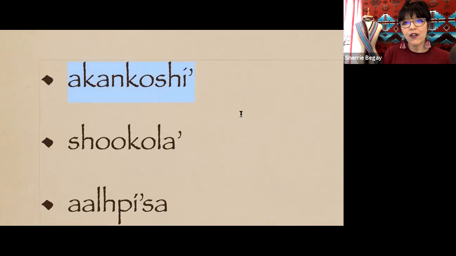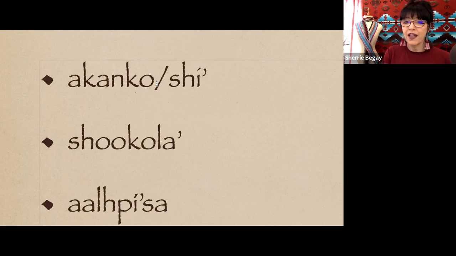So we'll start with the akankoshi, and rule number 1 is we're going to start at the end of the word. So rule number 1, we start at the end. Rule number 2, we look for a vowel. So we've got an I. Rule number 3, we look for the consonant right before the vowel. Rule number 4, we put a slash. And then rule 5, we just repeat 2 through 4.